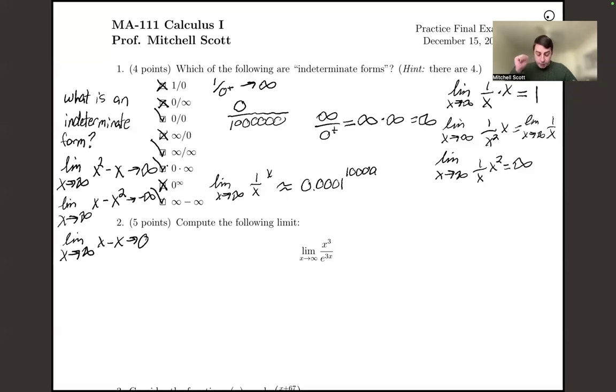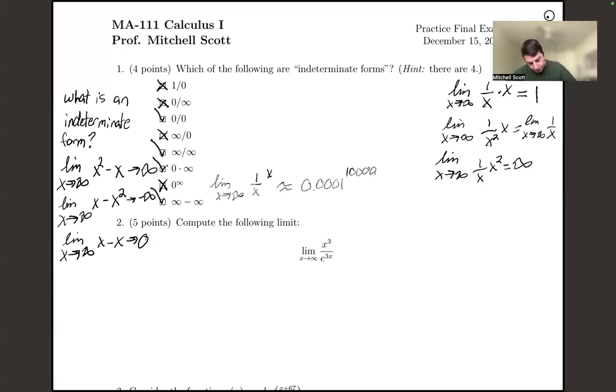Okay. So I'm gonna clean up some of this work, and only show work for the ones that are indeterminate forms. So this is not an indeterminate form. Okay.